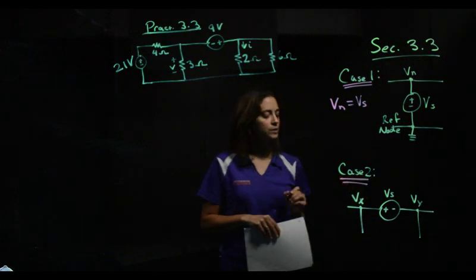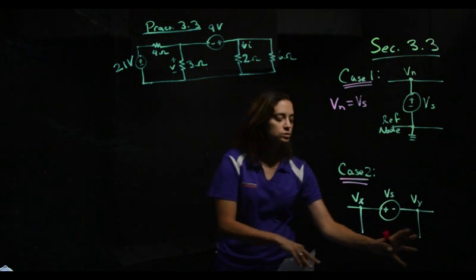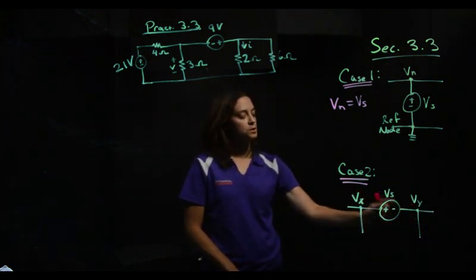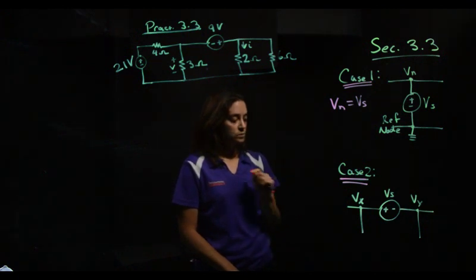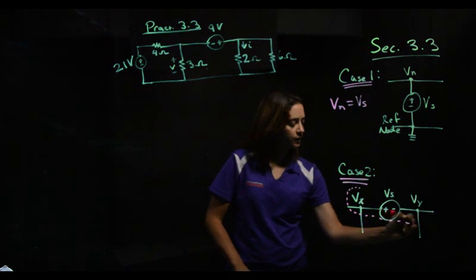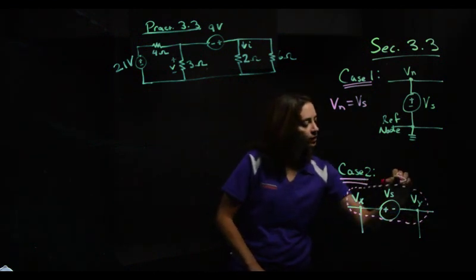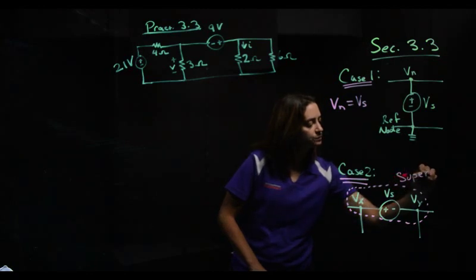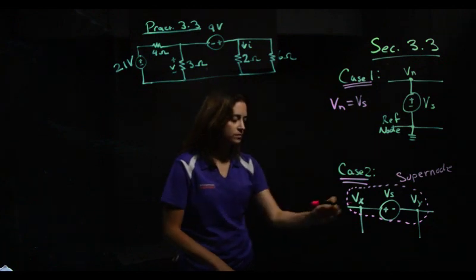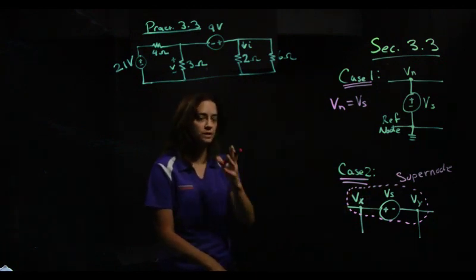Case 2 is a bit more complicated. In case 2, I have 2 non-reference nodes, so some other stuff down here, don't care what it is, and a voltage source in the middle of those. When you see this, what you do is make a supernode. So I can combine Vx and Vy. I call it a supernode. And I write one nodal equation that involves both Vx and Vy. When you do that, we'll show an example of it too.